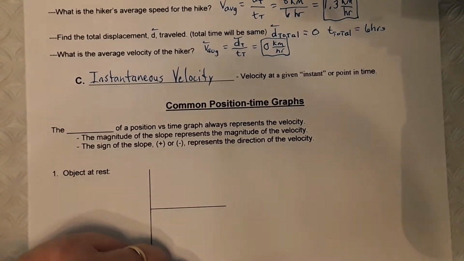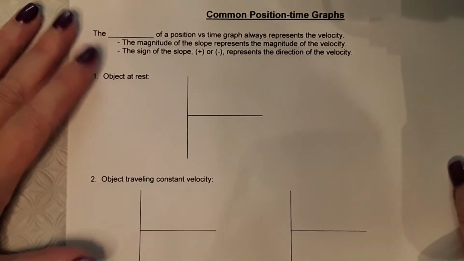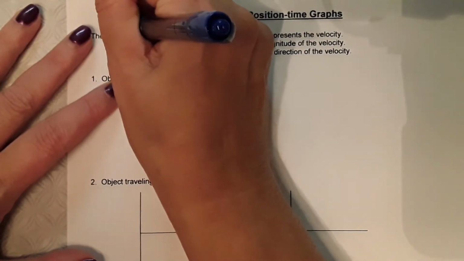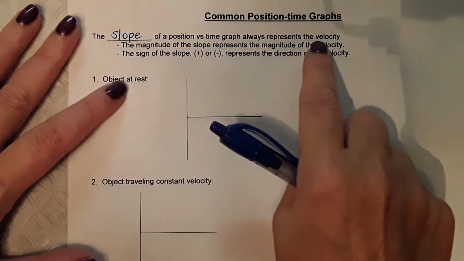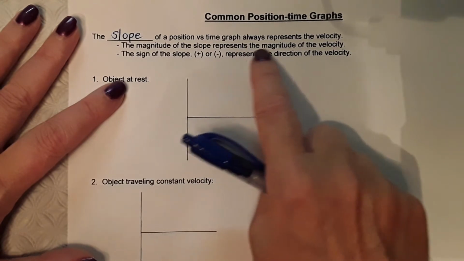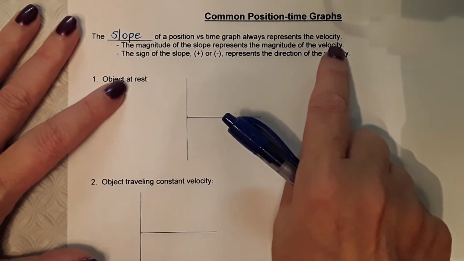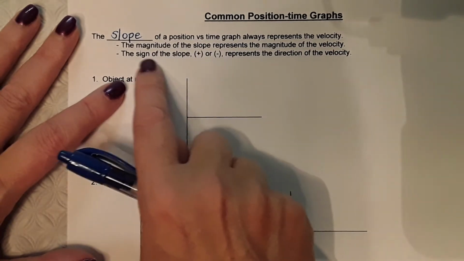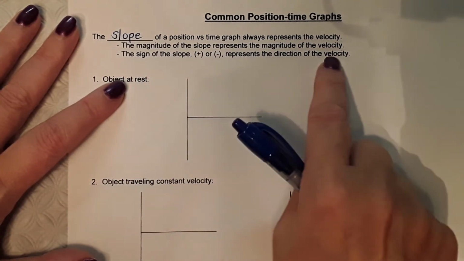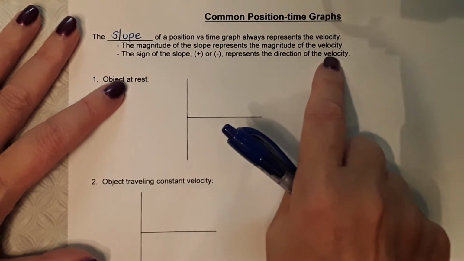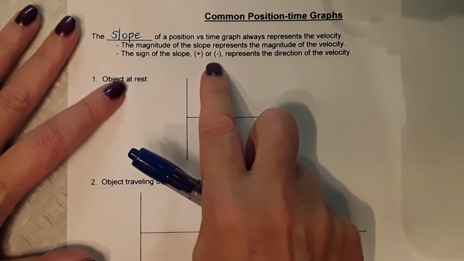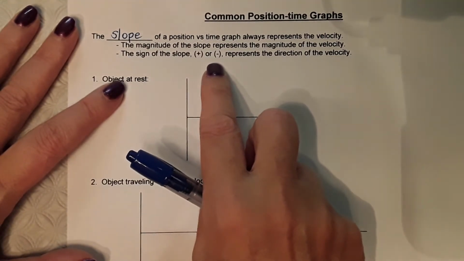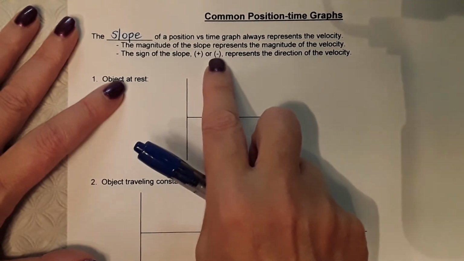Okay? All right, let's take a look at some common position time graphs. Now remember, the slope of a position time graph is always going to represent the velocity. The magnitude of the slope is the magnitude of the velocity. Remember, magnitude is just a fancy word for numerical value. The sign of the slope, positive or negative, represents the direction. So that means on a graph, we can only show two directions, either positive or negative. We cannot show north, south, east, west. We cannot show up or down, left or right. All we can show is positive or negative.